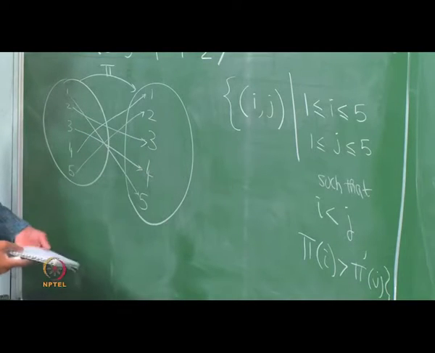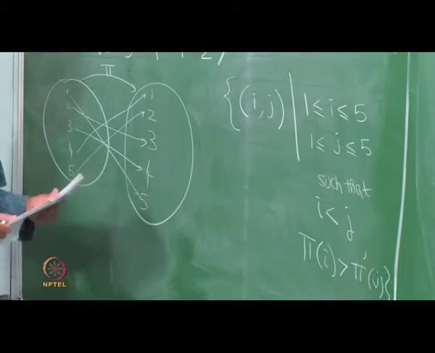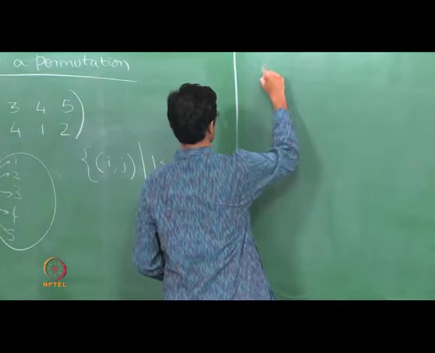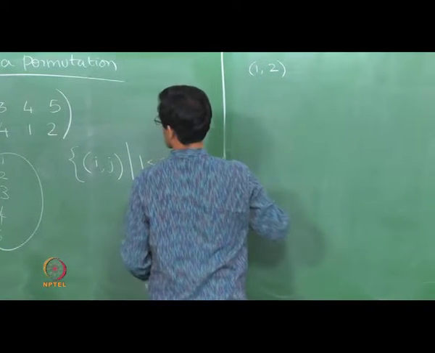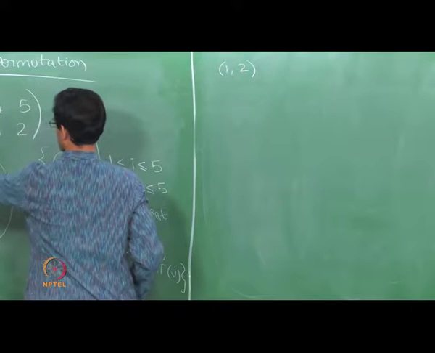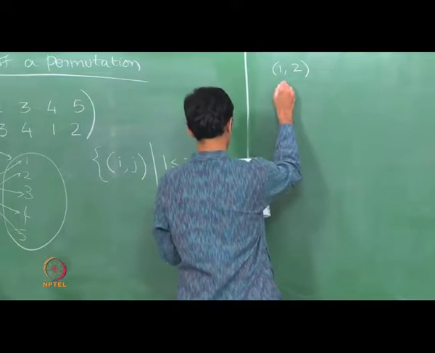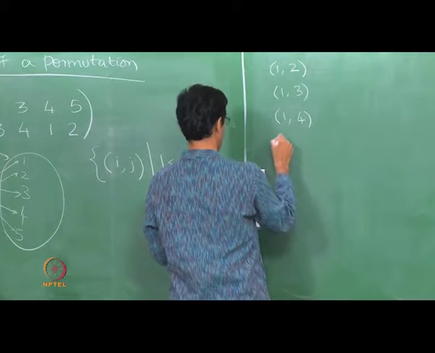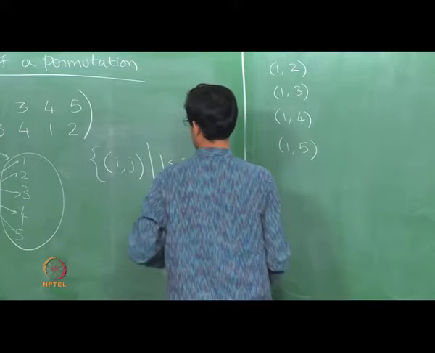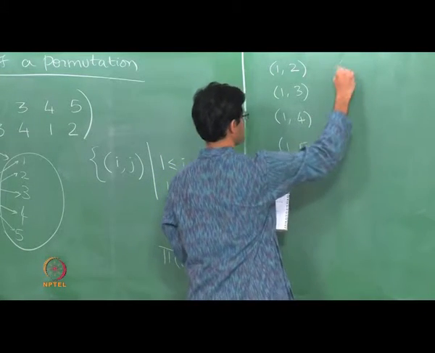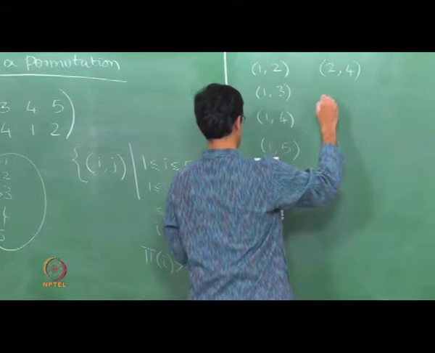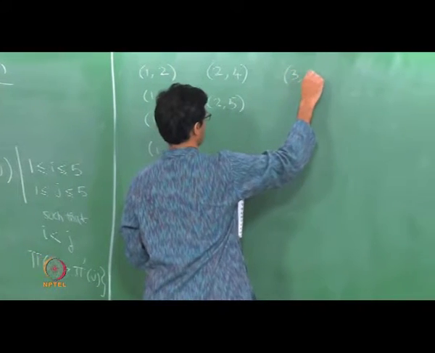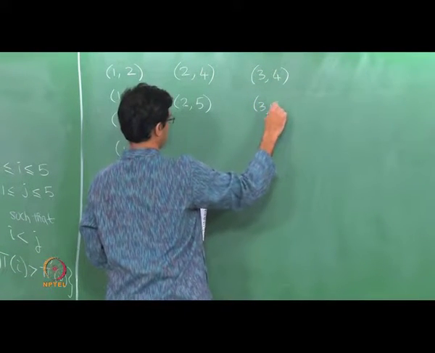In this example let us write down the i's and j's which satisfy this property. In this case this set consists of the following elements. It has 1 2, because 1 maps to 5, 2 maps to 3. Similarly it has 1 3, 1 4, 1 5, then it also has 2 4, 2 5, 3 4 and 3 5.